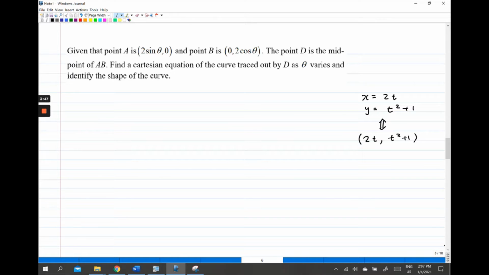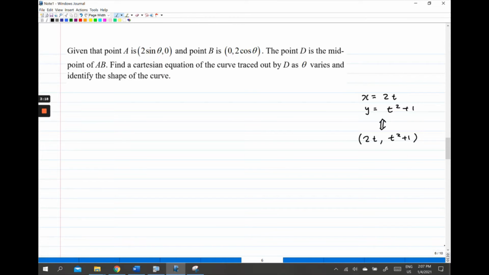If you go back to this question, given that point A is (2 sine theta, 0), point B is (0, 2 cosine theta), and point D is the midpoint of AB. By the way, this is part of the question, and usually you'll see it at the last part. Find the Cartesian equation of the curve traced by D as theta varies and identify the shape of the curve. Alright, so let's take a look at this.